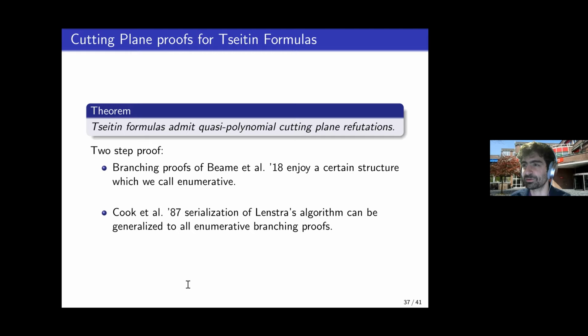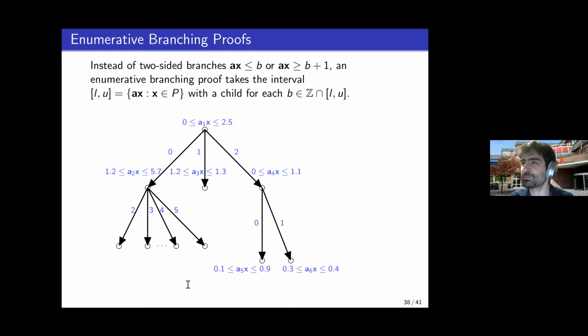Just a few words on what these special branching proofs look like, which are not completely general branching proofs. If I pick a branching direction, instead of branching on Ax less than or equal to b or Ax greater than or equal to b plus one, what I'm really going to do is branch on all possible values that Ax can have over the feasible region. So I'm going to branch on all possible values immediately.